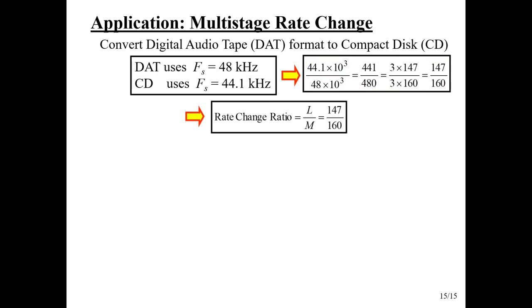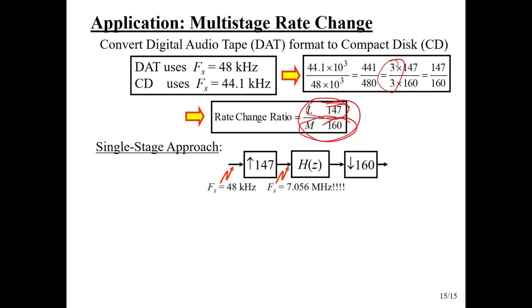Okay, so once we cancel out this common factor, we end up with our L and our M, and those are big numbers. That L is big, the M is big, and so we've already seen that if we want to design a filter to upsample by 147 and then downsample by 160, the implementation of it is not going to be very efficient. We just looked at a two-stage example for decimation only. So the single stage approach is inefficient.